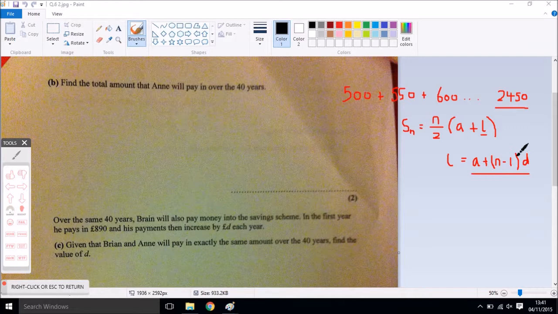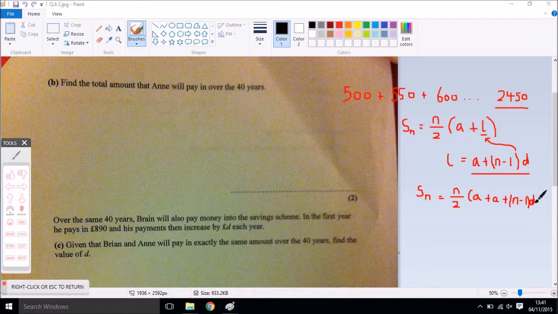Okay, if I were to place it into there, what we do is we get the other variation. So we have S_n is equal to n over 2, so that stays the same. And then what we have is we have a, and then add all of this underlined. So you have a, add a plus (n minus 1), all multiplied by d.